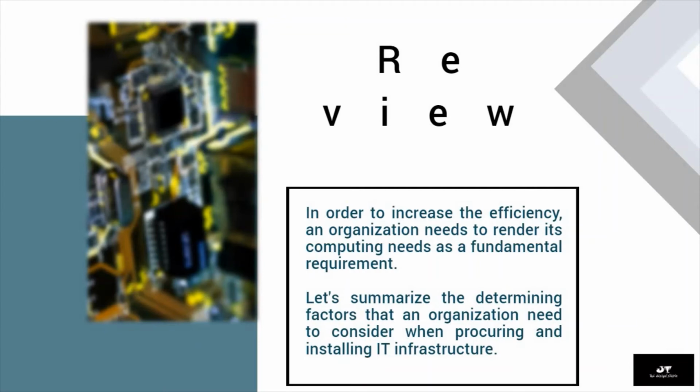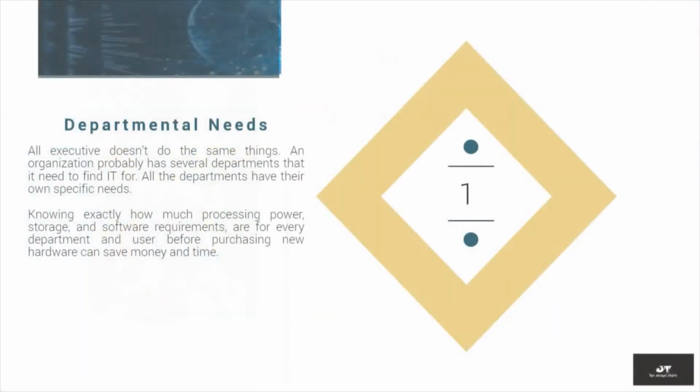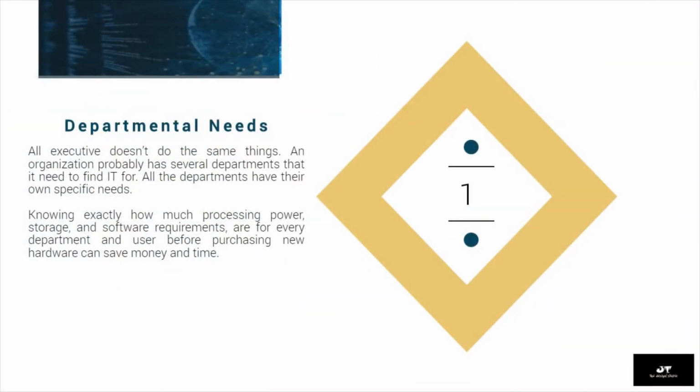In order to increase the efficiency, an organization needs to treat its computing needs as a fundamental requirement. Let's summarize the determining factors that an organization needs to consider when procuring and installing IT infrastructure. First, all executives don't do the same things. An organization probably has several departments that it needs to find IT for. All the departments have their own specific needs. Knowing exactly how much processing power, storage, and software requirements are for every department and user, before purchasing new hardware, can save money and time.